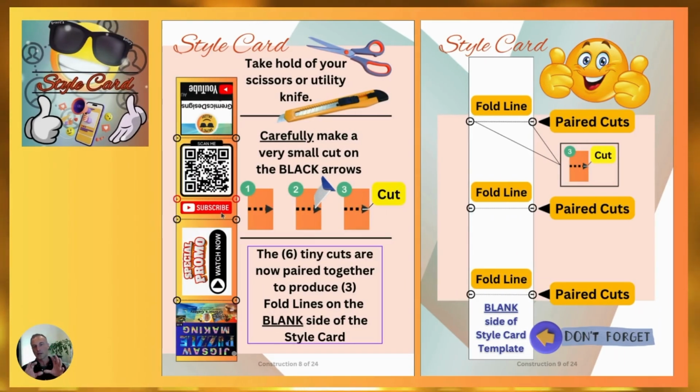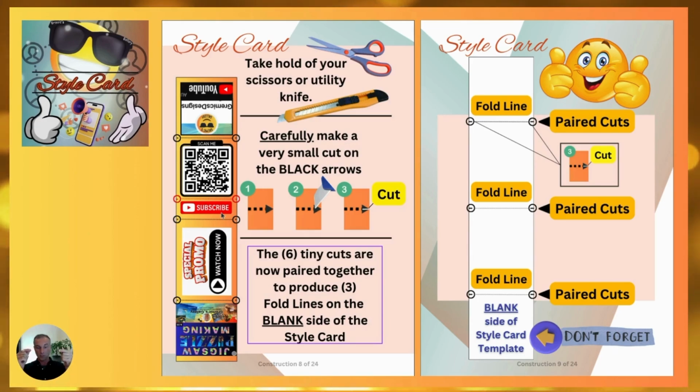Okay, so in this part of the video, we're going into where those fold lines are carried out on your style card. Specifically on page 8, I want to draw your attention to steps 1, 2, and 3 in the middle of the page. They show that we only cut on the black arrowheads. Step 1 is locating those arrowheads. Step 2, take up your utility knife or your pair of scissors. Step 3, make that very tiny cut just on the black arrowhead. Don't go across the dotted line, just on the black arrowhead.